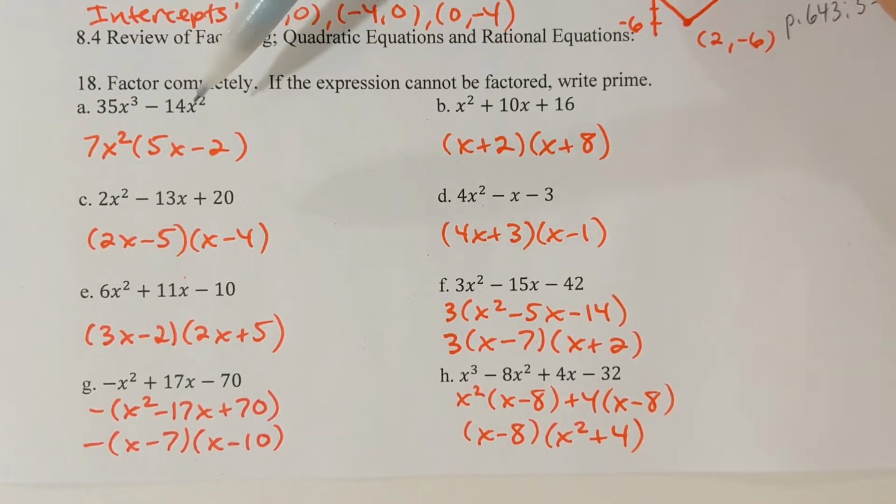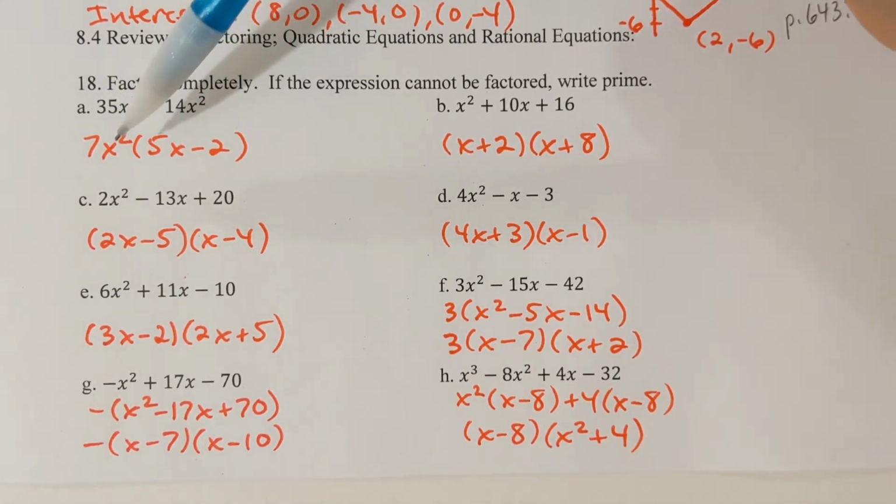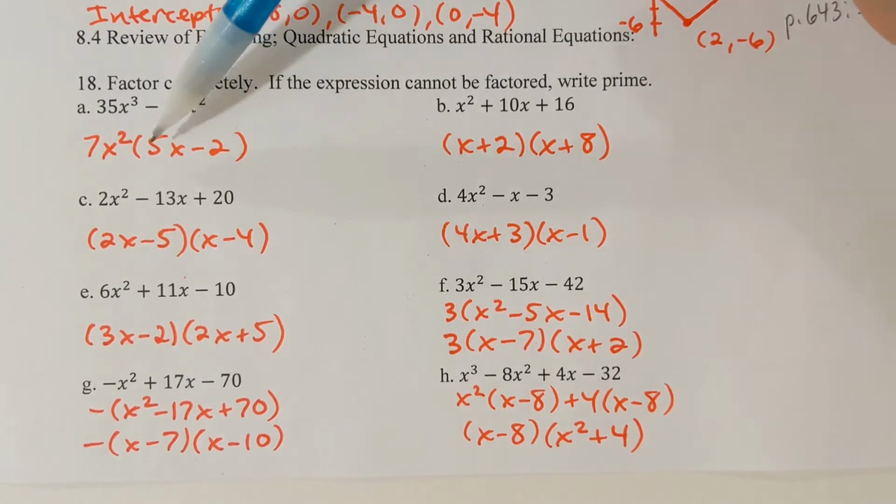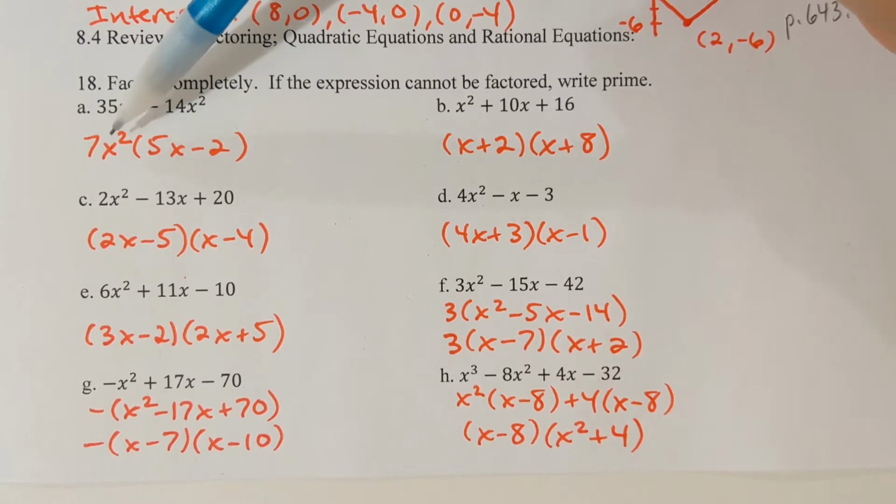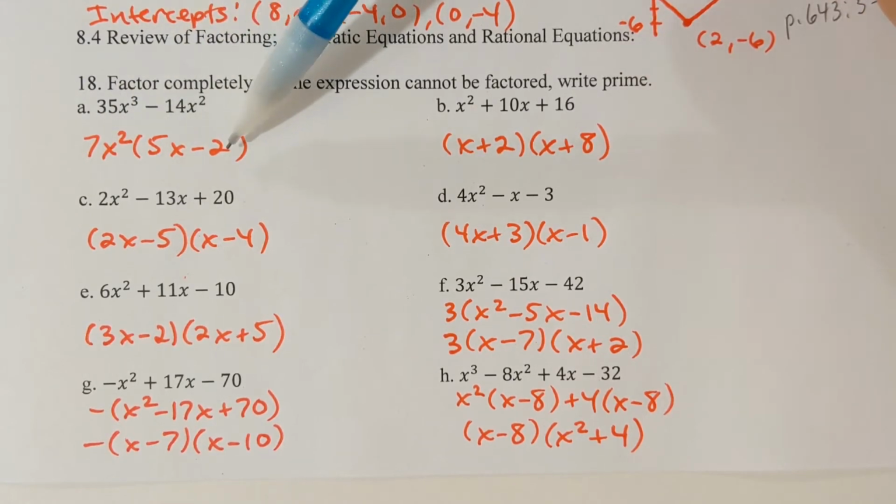In part A, there is a common factor. In other words, 7 will go into 35 and 14 evenly, and x squared will go into x cubed and x squared evenly. So 7x squared would be in common to these two terms. Let's go ahead and factor that out. The leftover then would be 5x from the first term. 7x squared times 5x would be 35x cubed, and then 7x squared times negative 2 would be a minus 14x squared. So 5x minus 2 would be the leftover.